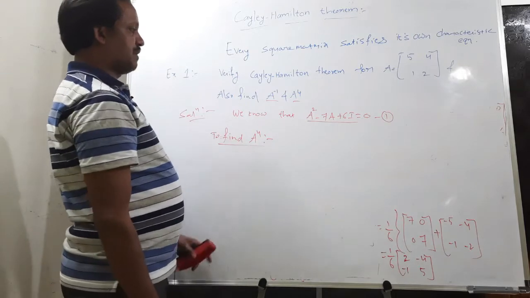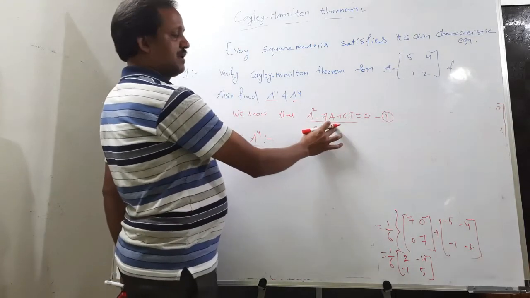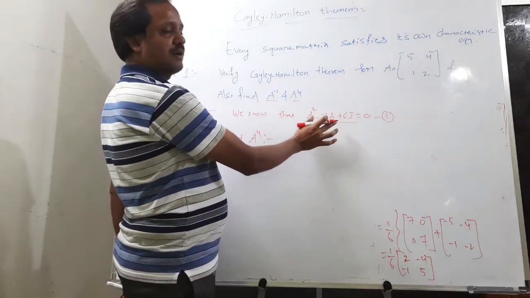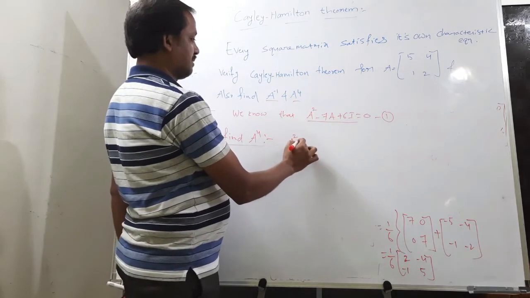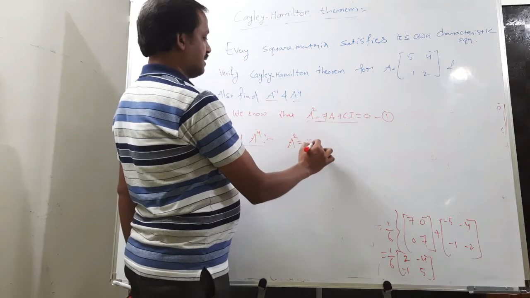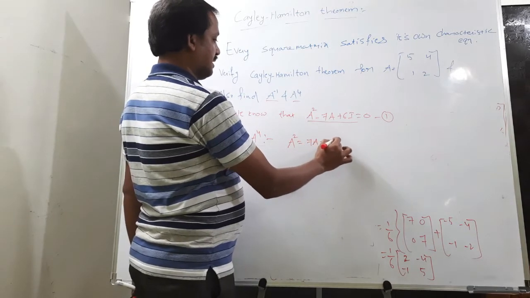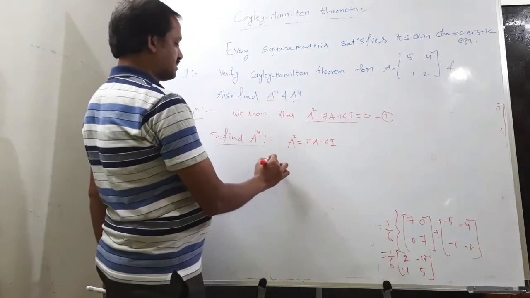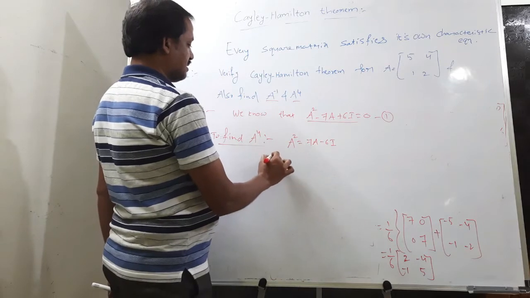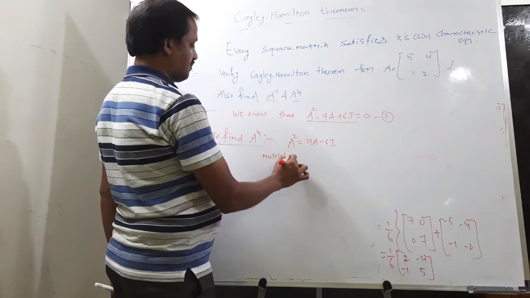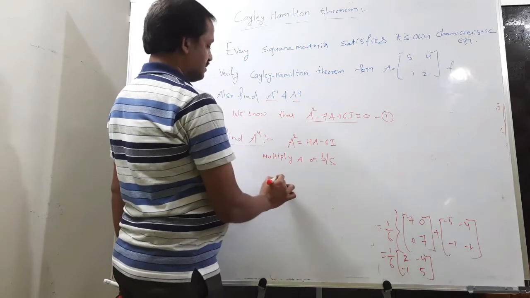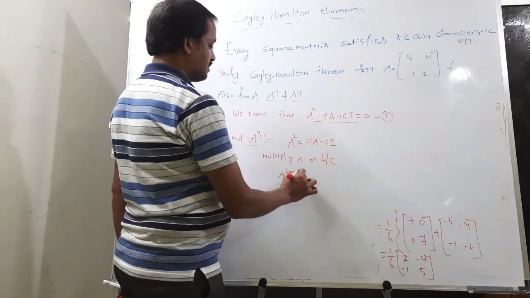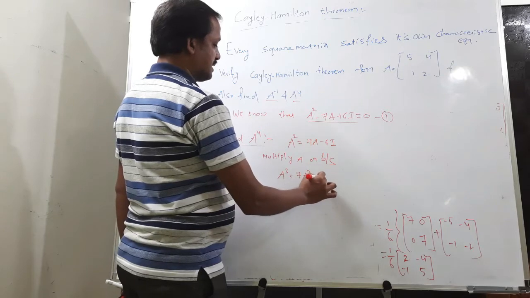To find A power 4, from the Cayley-Hamilton theorem, we know it satisfies, we have already verified this. So keep A square on the left hand side, remaining taken to the right hand side, 7A minus 6I. So multiply A on both sides. So it will become A cube is equal to 7A square minus 6A.